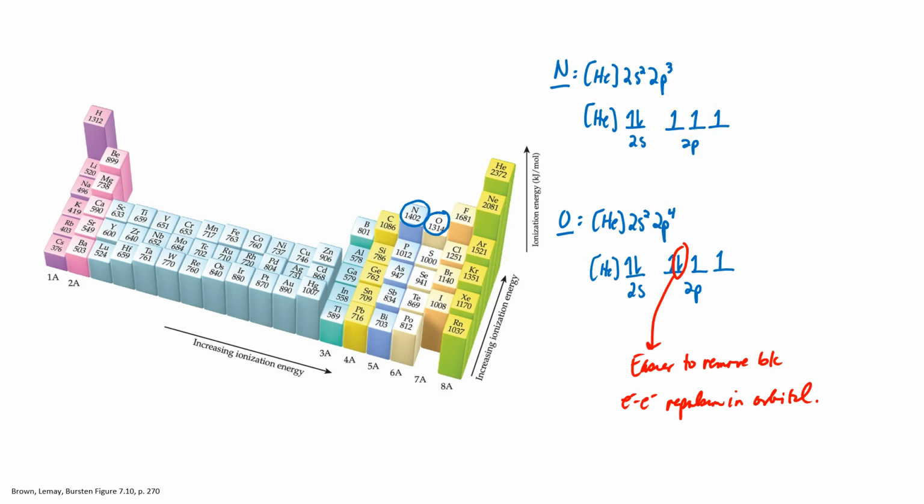So I hope this video helped you to understand some of these exceptions. Again, there was nitrogen and oxygen, and then beryllium and boron.